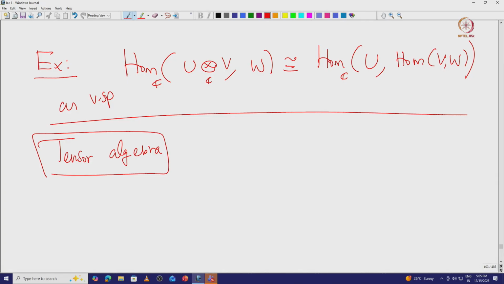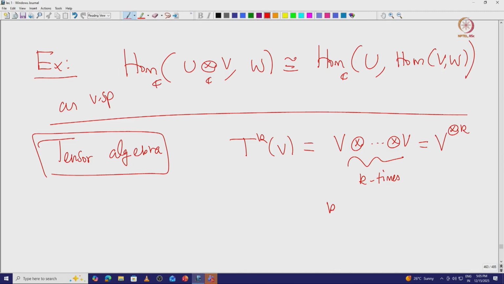The tensor algebra is actually given by the direct sum of k-fold tensors. So, what is a k-fold tensor? The k-fold tensor, which is denoted by T^k V, is defined to be V tensor etcetera tensor V, k number of times. In simple notation we write V^{⊗k}. This is what is called the k-fold tensor product.